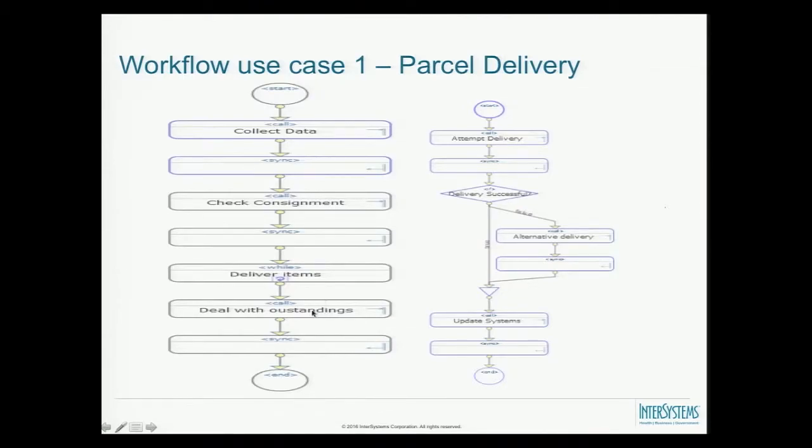Then we go back to the warehouse and we deal with outstanding, so deal with items that we couldn't possibly deliver. Now, for those of you familiar with Ensemble, you might recognize this over here as being business process language, or BPL. And this is the mechanism used in Ensemble in order to define business processes. These bubbles over here are known as activities.